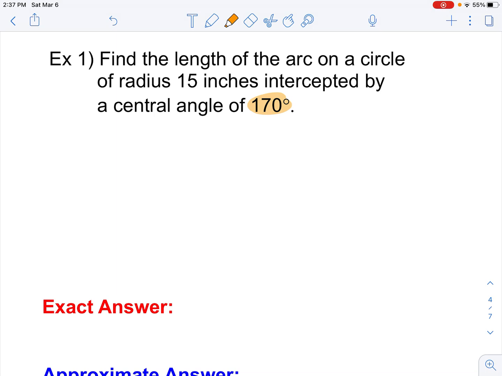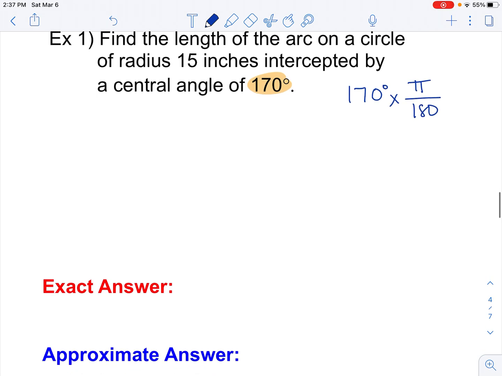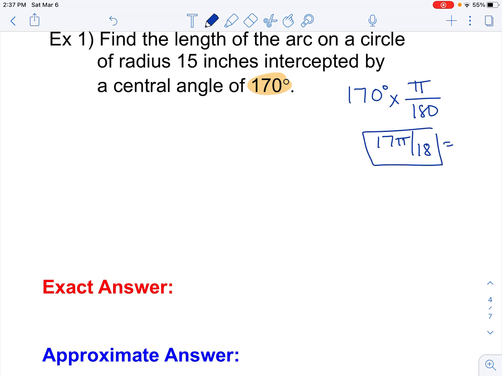So we've got a problem there. We've got to change that angle to radians. So hopefully remember how to do that. We're just going to take that 170 degrees and multiply by pi over 180. When we do that and reduce, we end up getting the angle is 17 pi over 18. So that right there is going to be my theta.